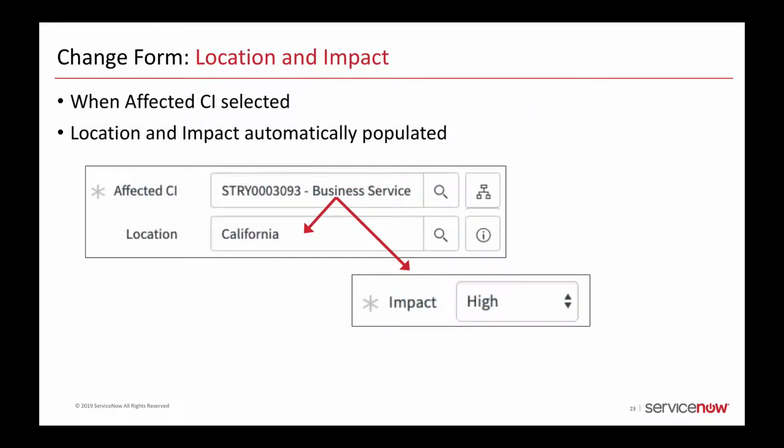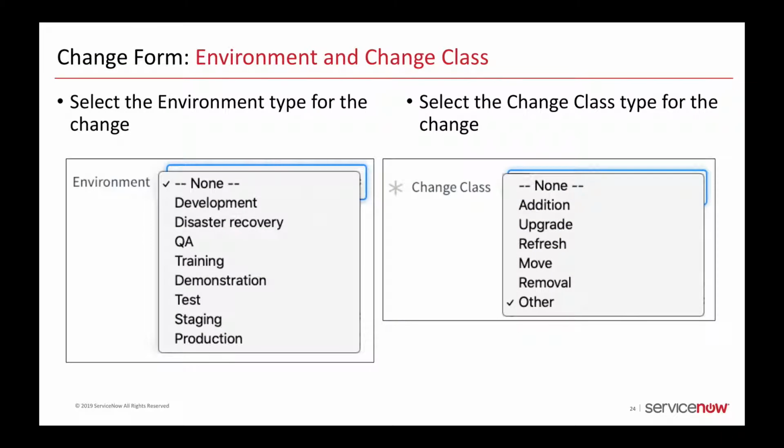When the affected CI is selected, the location field is automatically filled in. Select an environment and a change class. Categorization provides the following benefits. Assign environment and change class to improve the clarity and granularity of reporting data. Categorization can also assist in future change implementations and in the search for a resolution.